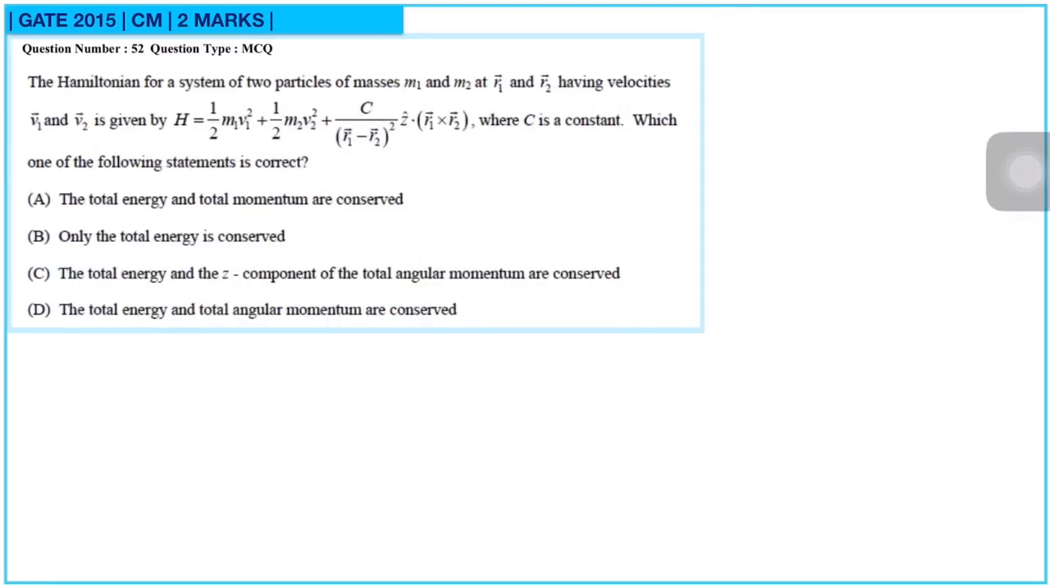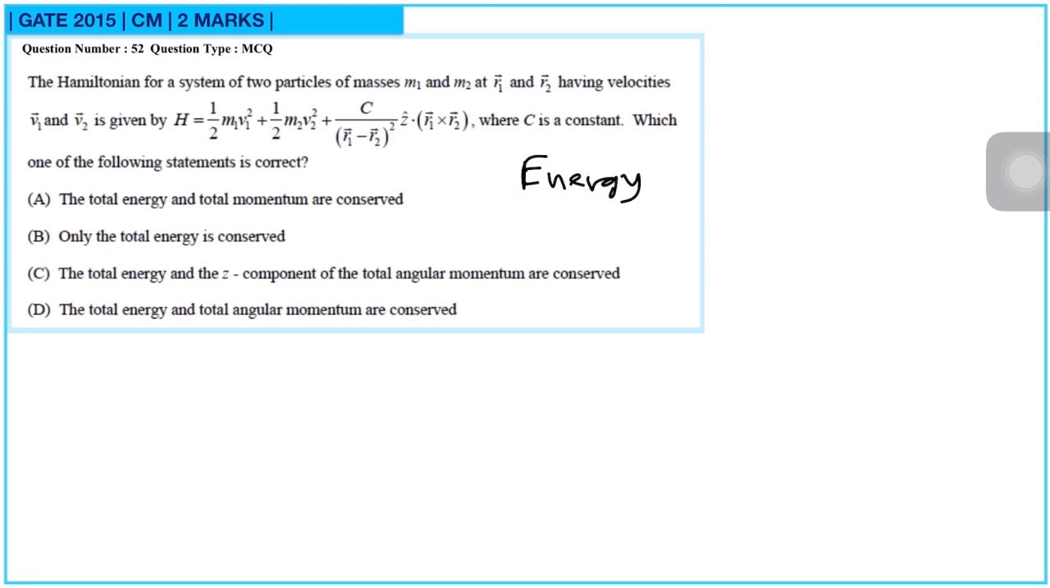Question number 52. The Hamiltonian for a system of two particles of masses m1 and m2 at r1 and r2 having velocities v1 and v2 is given by H equal to, where c is a constant. Which one of the following statements is correct? First, the total energy and total momentum are conserved. Now here, as we can see, H is not a function of time. So if H is not a function of time, then energy is conserved.